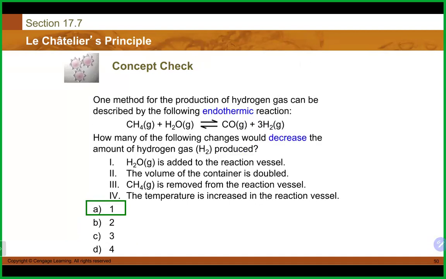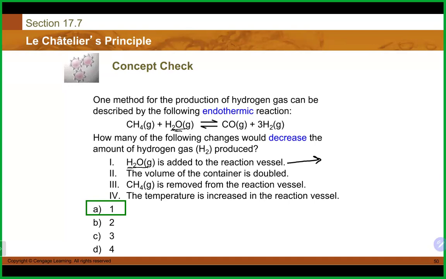Taking a look at this one, which is an endothermic reaction, we want to know how many of these will cause H2 to decrease. So let's see. If we add water, H2O, it is a reactant. By the way, this water counts because the phase of this water is gas, not a liquid, and gas does affect the equilibrium. So by doing that, we're adding water. That means it should shift away from it and head towards the product side. So that is going to increase the amount of H2, right? Because we're going to make more products.